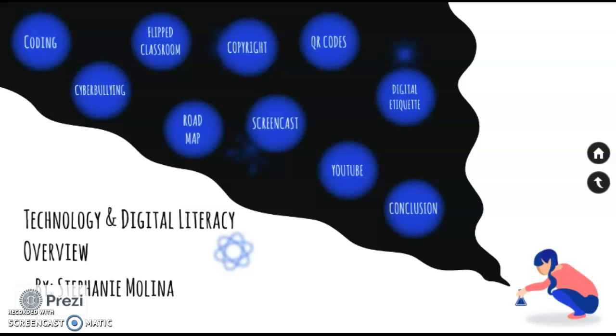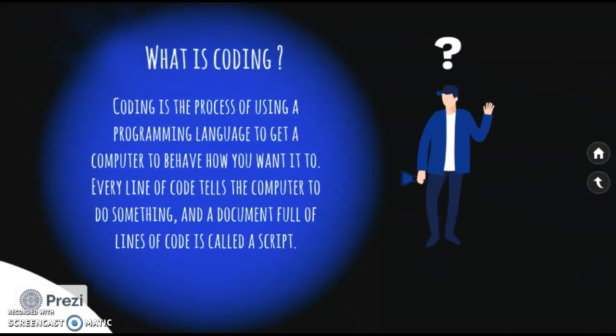So first off, we're going to start with coding. Coding is the process of using a programming language to get a computer to behave however you want it to. Every line of coding tells the computer to do something a little different. And a document full of lines of code is actually called a script.